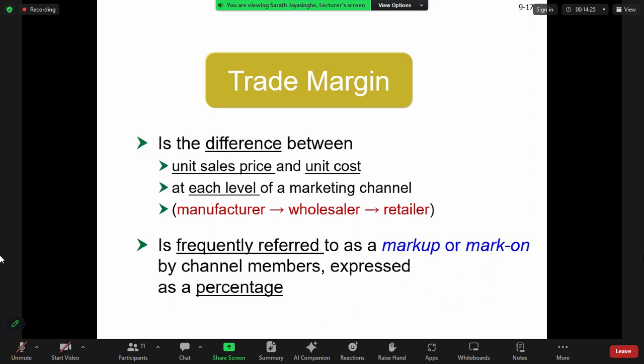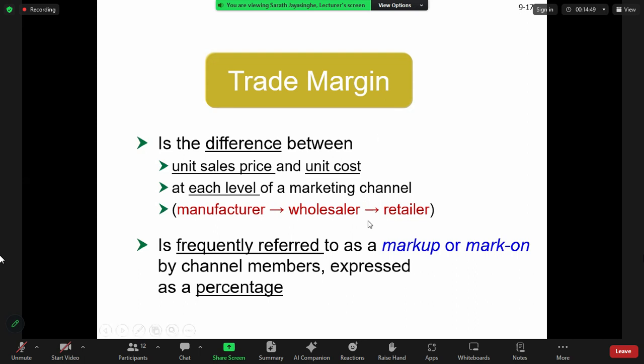That is the trade price: the difference between unit sales price and unit cost. At each level of a marketing channel, whether the manufacturers level, wholesalers level, or retailers level, you can calculate the trade margin.